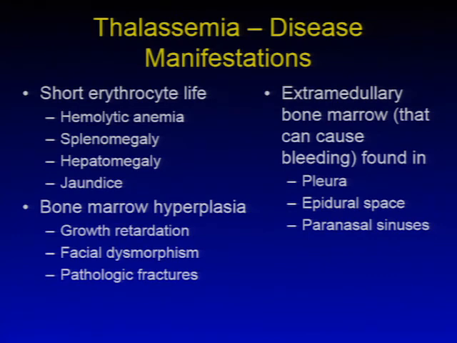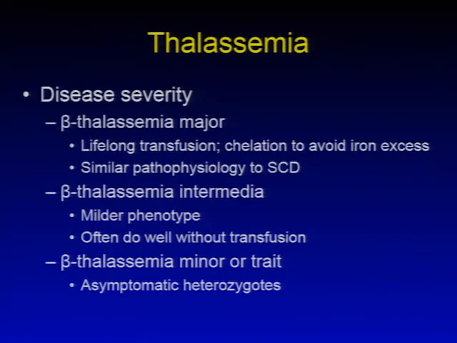Sometimes they exhibit bone marrow hyperplasia because of the attempt to increase red blood cell number. This can lead to growth retardation, facial dysmorphism, as well as pathologic fractures even at a young age. There can be extramedullary bone marrow that can bleed, found in the pleural space, the epidural space, and even there have been instances of a paranasal sinus bleeding caused by extramedullary bone marrow in thalassemia patients.